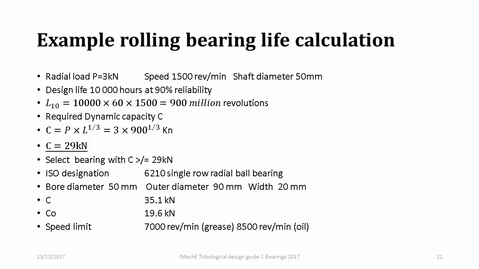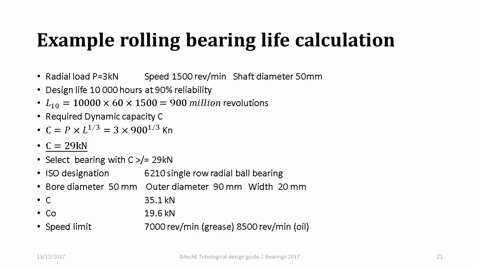Just to digress for a second, those proportions come from the standard tables in ISO 15. The code for the bearing type, 6 is a single row radial ball bearing, 6.2 is a width series 2, and the 10 multiplied by 5 gives us the bore diameter of 50. Now that has a radial dynamic capacity of 35.1 kilonewtons and a static capacity of 19.6, a speed limit of 7,000 revolutions per minute with grease, or 8,500 revolutions per minute with oil.